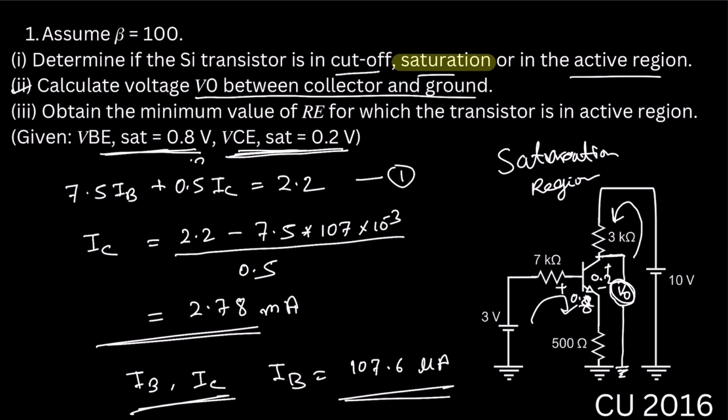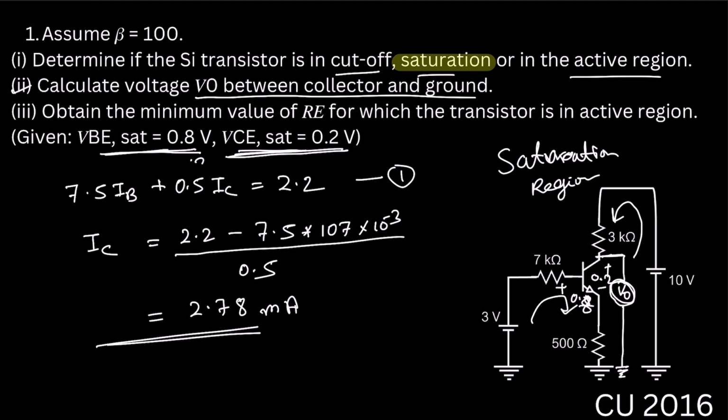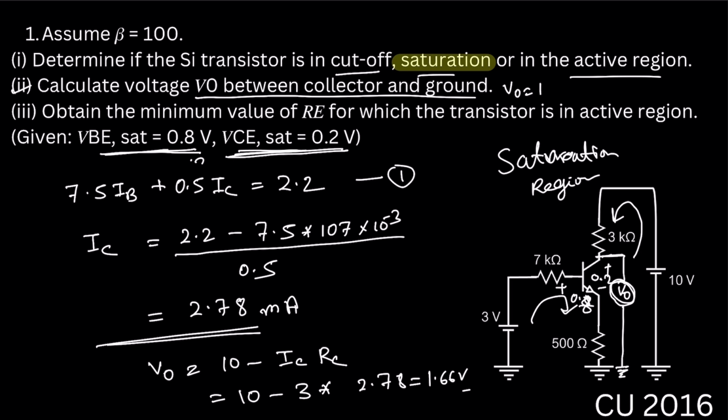Okay, so for the V0 value, we already wrote down V0 will be 10 minus IC into RC. That will be 10 minus 3 multiplied by 2.78. Okay, it will be 1.66 volt. So this will be the value of V0. So V0 will be 1.66 volt. So this will be the answer for question 2. So now we need to go for the third question, that is a little bit different.